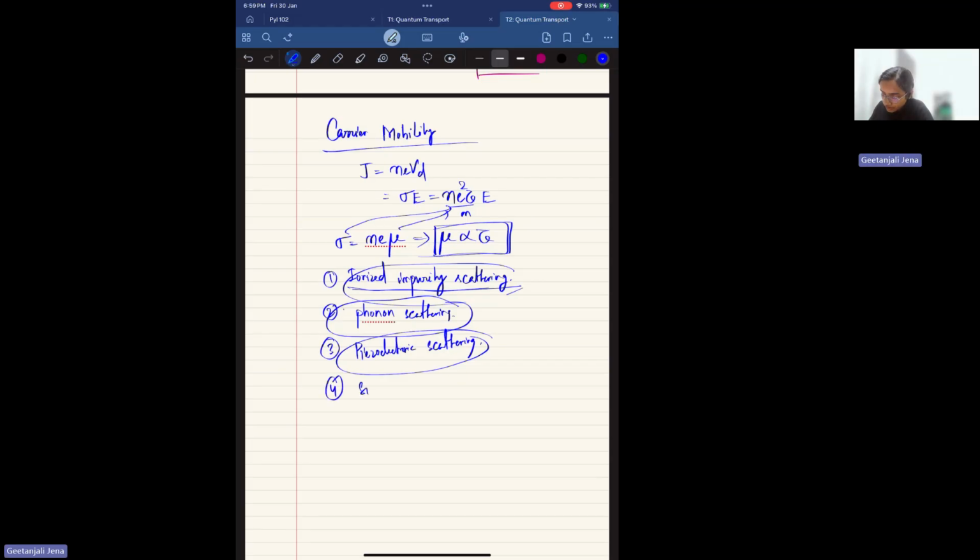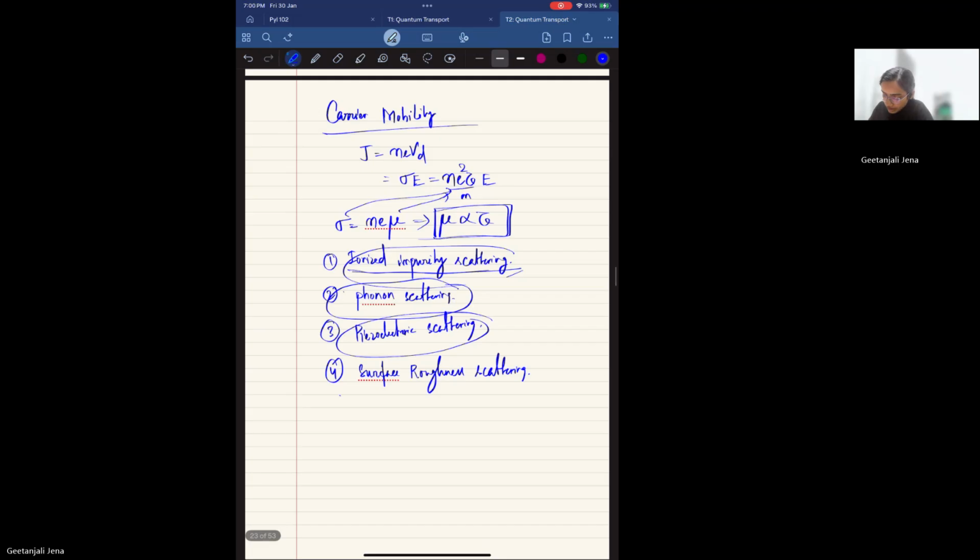Fourth type we have is surface roughness scattering, and this is due to a mismatch in the lattice at the surface. So because of this, we will have a disorder in the surface, and this will affect the mobility.